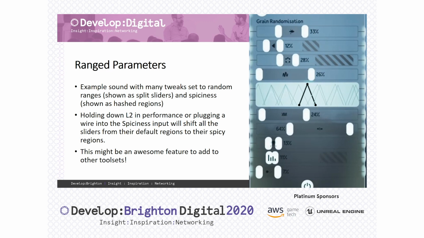You can also see some of these sliders have a hashed region. That's something we call the spicy region. It's a way for Logic or the player to shift the parameter set from the normal random range to a secondary random range smoothly. It'll just blend or lerp to that different range. You can do that by performing it with the left trigger in music mode or just driving it from Logic. So every sound has like an alternate fire almost.